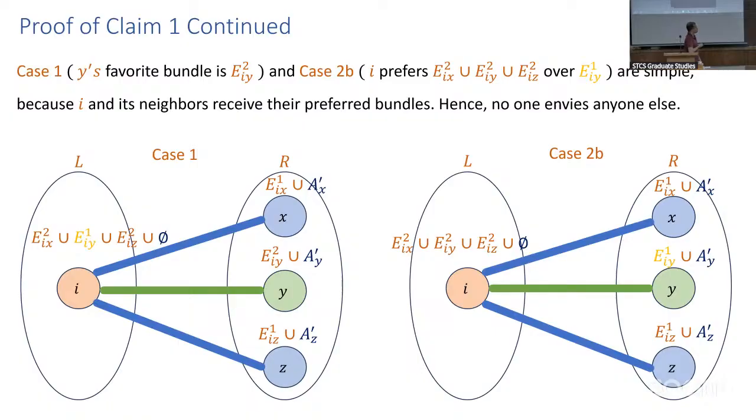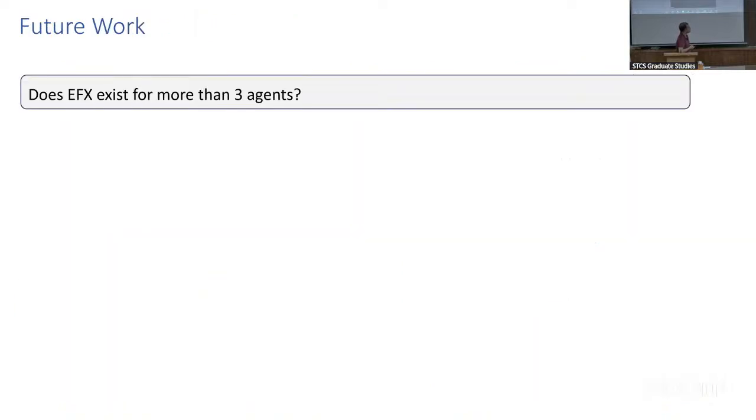So we showed that the allocation obtained by this algorithm is EFX. Now we want to show that this runs in polytime. Remember that the cut and choose protocol runs in polytime for additive valuations, and all these operations can be done in polytime. So the overall algorithm runs in polytime. For future work, this question remains open: does EFX exist for more than 3 agents?